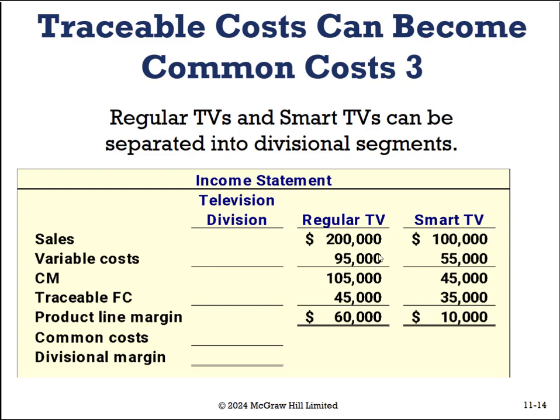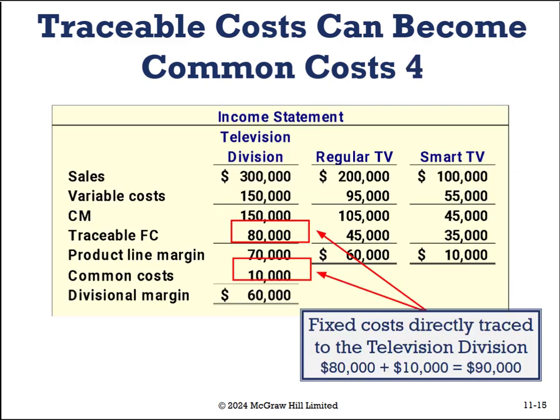Except we're delving in a little bit deeper. So together we still have 300,000. Together it rolls up to the same as the total television division. But now we are separating the sales that are allocated to the regular TV, the sales that are allocated to the smart TV, their respective variable costs, as well as the respective traceable fixed costs. And from there, you'll notice that there's still $10,000 in fixed costs that cannot be directly traced to either the regular TV or the smart TV.